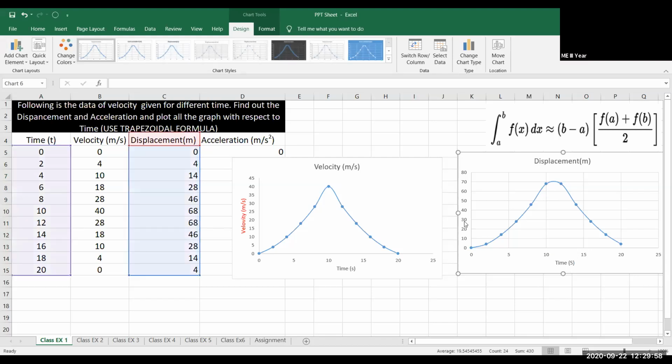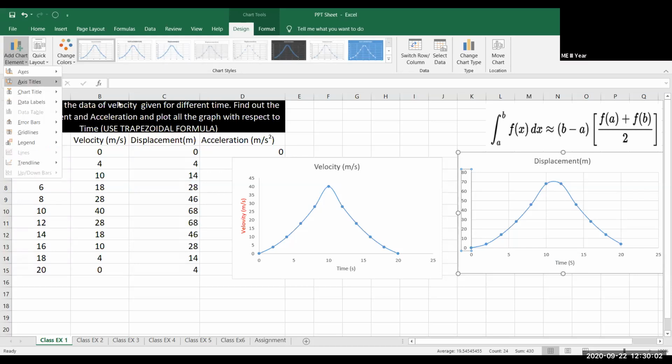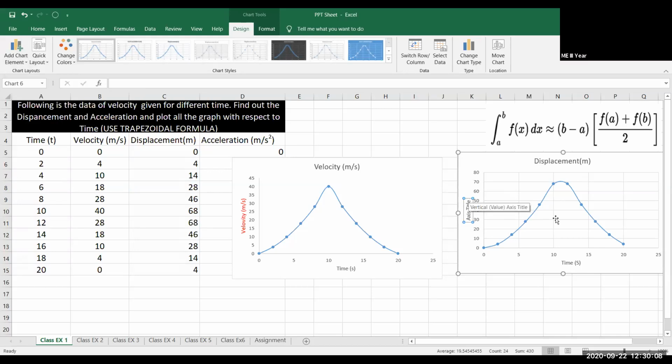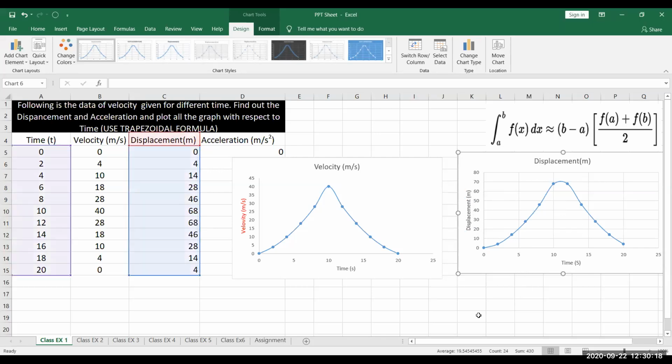After that, you have to go to the vertical axis name, primary vertical. So primary vertical is what? Yes, tell me. Displacement. So displacement in what unit? Meter. Yes. So after that, the graph is plotted.